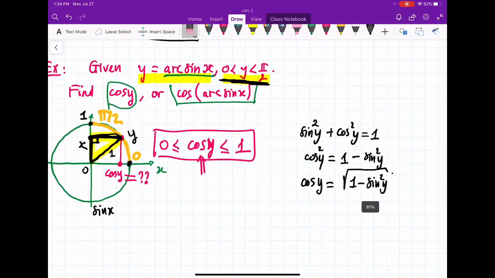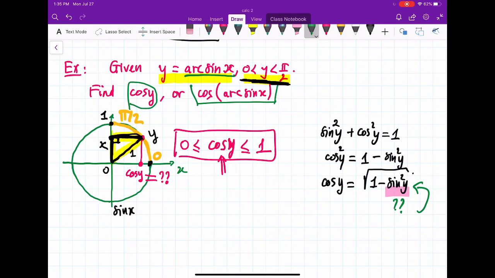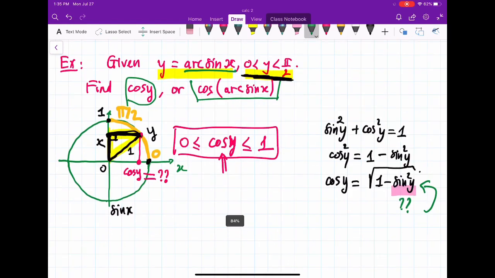And from here, it seems like I don't have sine of y, right? I need to find sine of y. And then I just plug this in here. I get what I need. Agree? Okay, so let's do that from the condition of the problem.